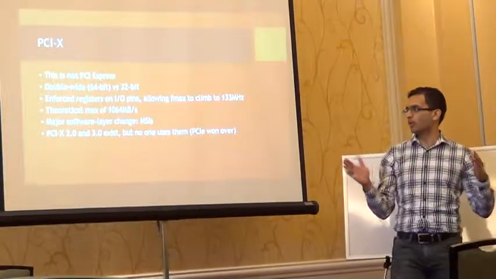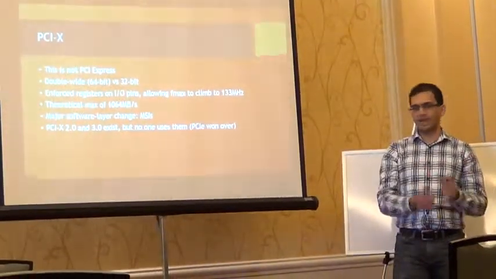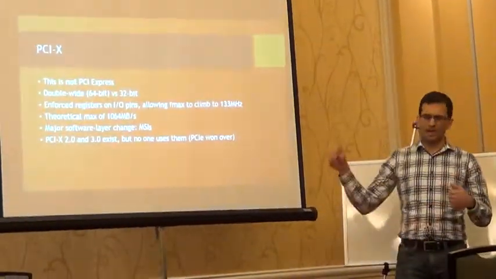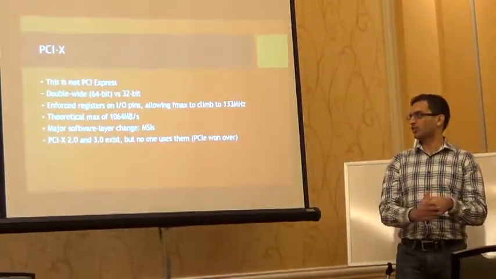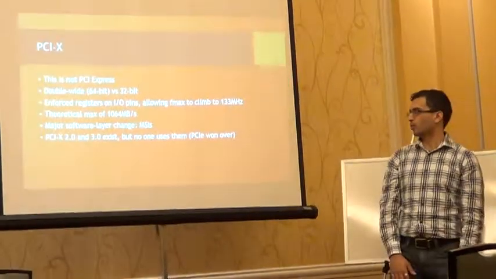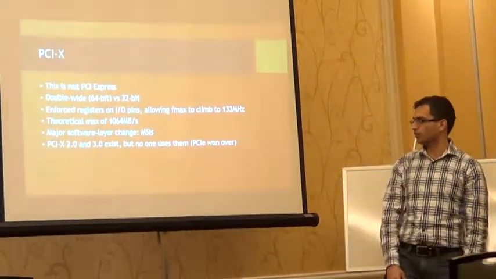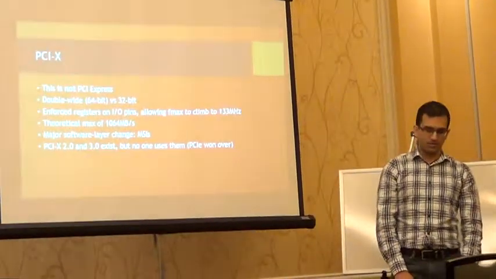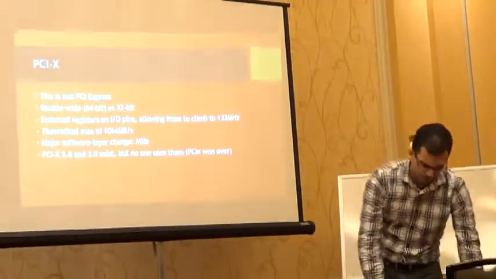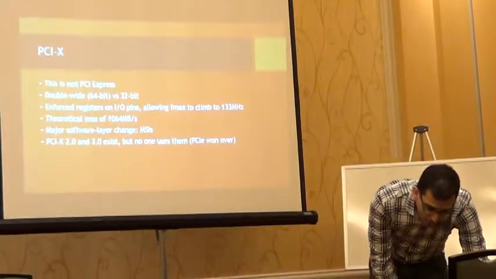PCI-X basically doubled the width. It registered all the I/O pins. So before, your I/O pin just went straight into the silicon. Now you hit a register, so you take a clock cycle delay, but you could run the bus up to speeds of 133 megahertz. The theoretical max is a gig per second. And the major software change was MSIs, which is on the next page. We'll get to that in a second.